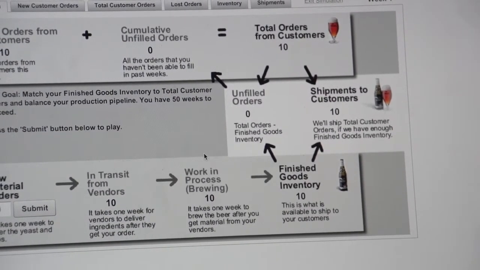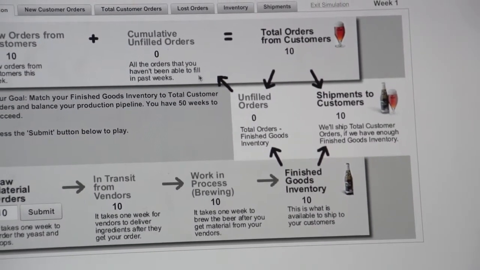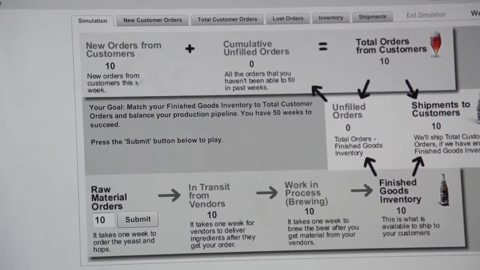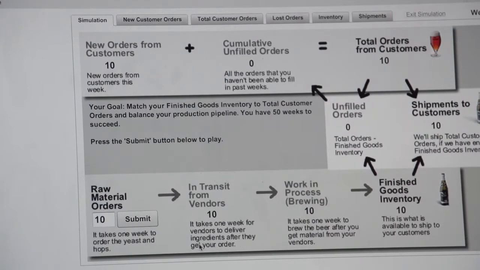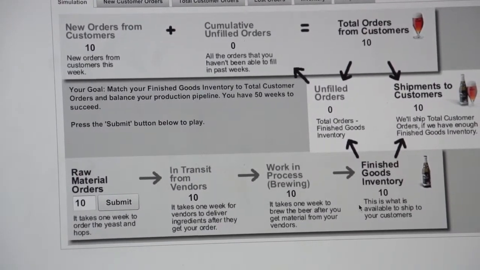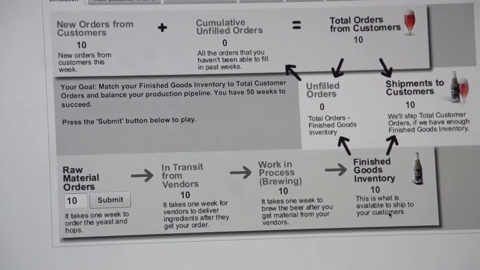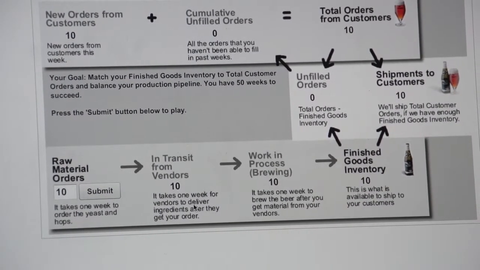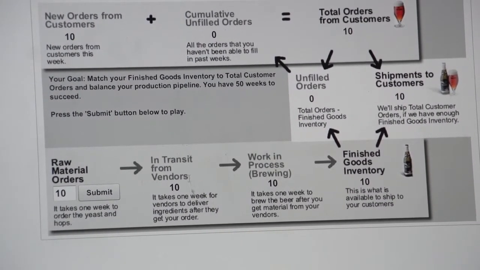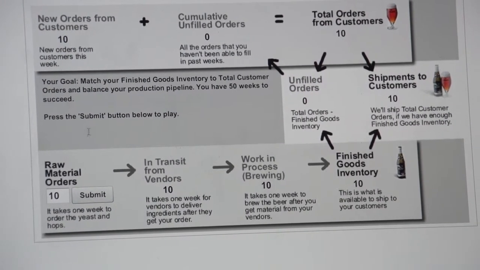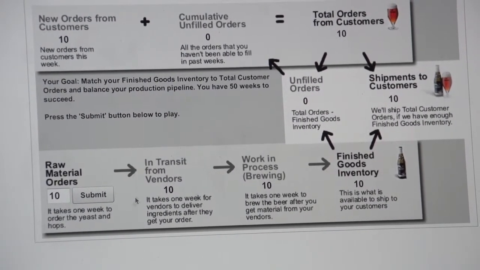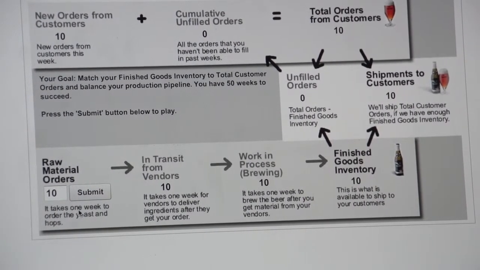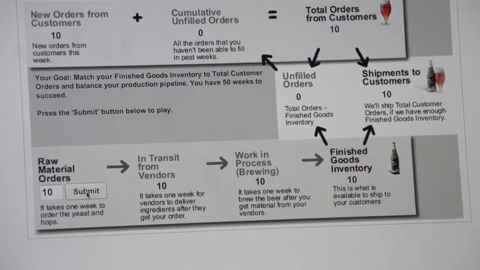Now the customer orders come in and the beer is supplied from the finished goods inventory. Okay. So on week 1, you see here that there are 10 new orders from the customer, and you have 30 beers in the pipeline, 10 in inventory, 10 in the brewing process, and 10 in transit. So how much raw material should you order? Well, it looks like it's business as usual, so you just order 10 beers worth of yeast and hops.